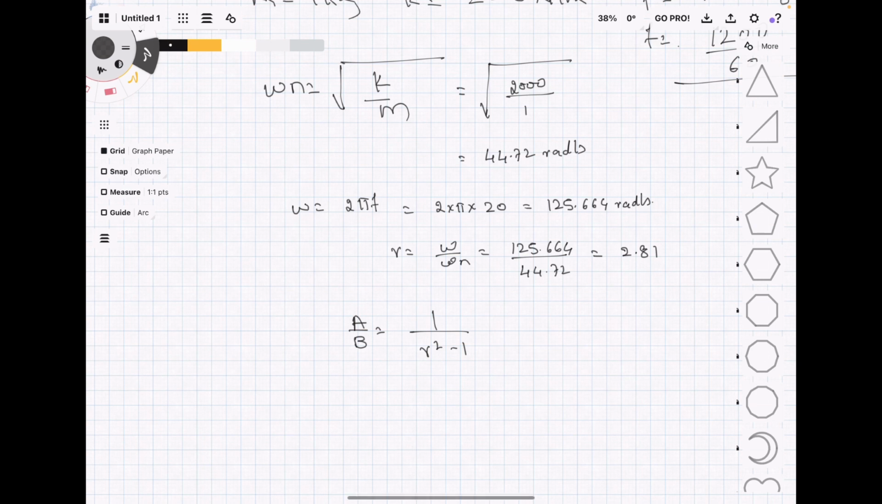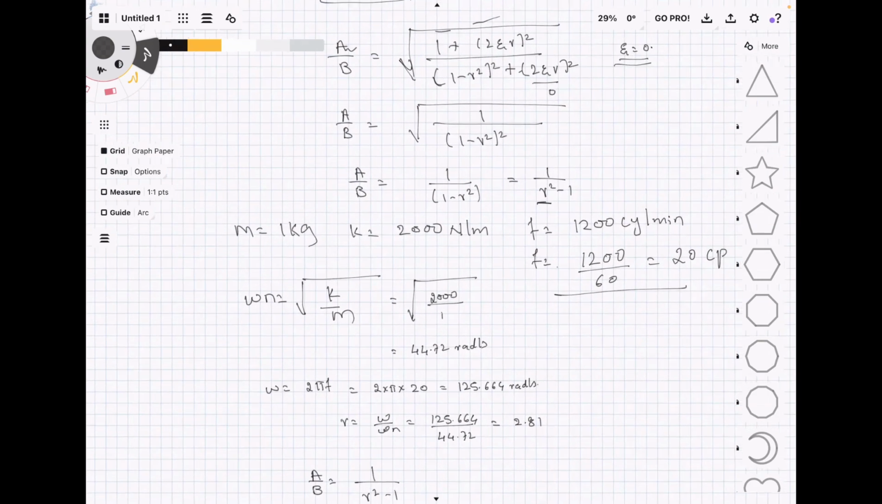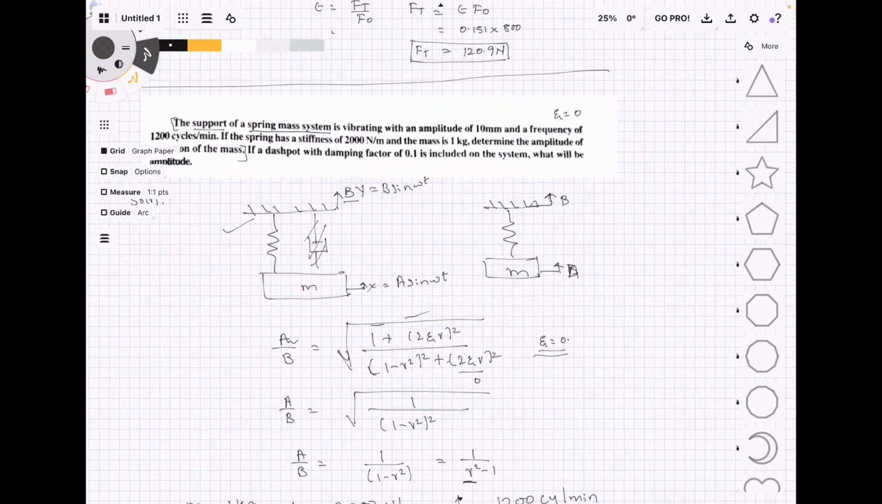So if you see this, A upon 10 is equal to 1 upon (2.81 the whole square minus 1). Okay, so if I solve this, I'll be getting the amplitude as 1.45 mm. So next comes this value, this thing.